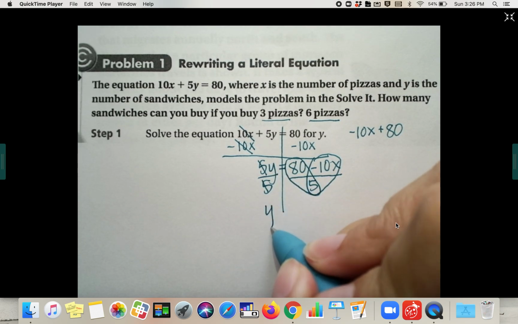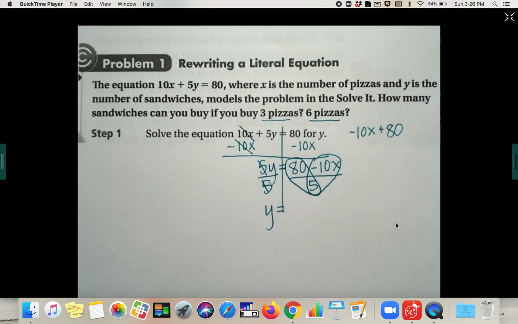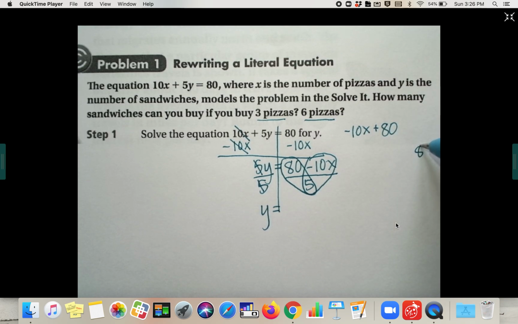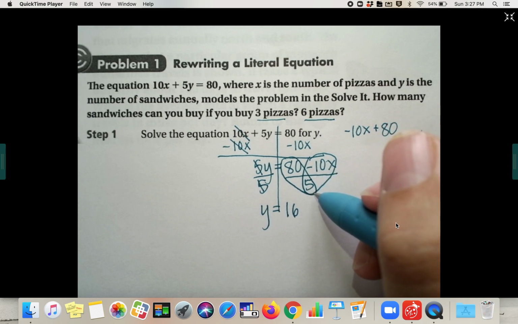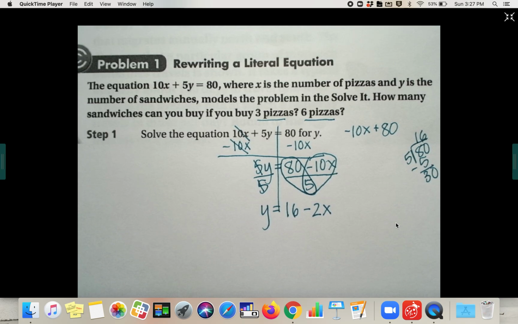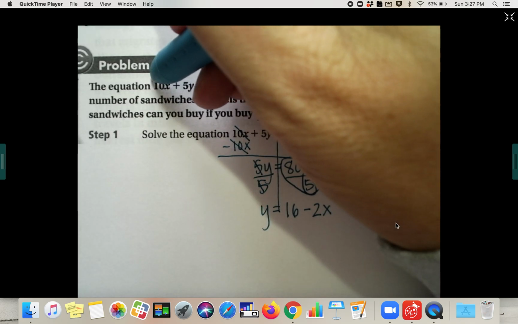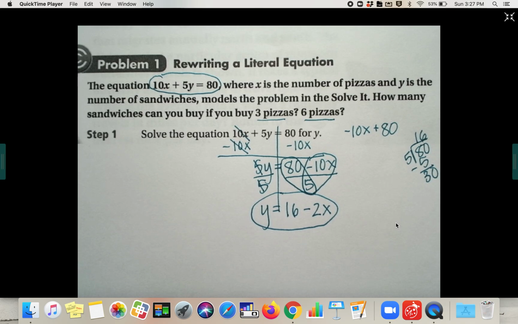So on the left, y is by itself, so we're done. But on the right, we have to do the math. So 80 divided by 5. I don't know what 80 divided by 5 is. I don't have my calculator either. Isn't that sad? So it's good to know long division. Looks like it's 16. So 16, and then negative 10x divided by 5 is negative 2x. So y is now by itself, and we have rearranged this equation. So 10x plus 5y equals 80 is the same equation as y equals 16 minus 2x. All we did was rewrite it.